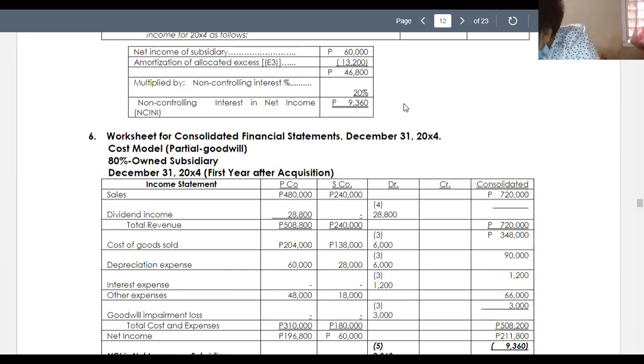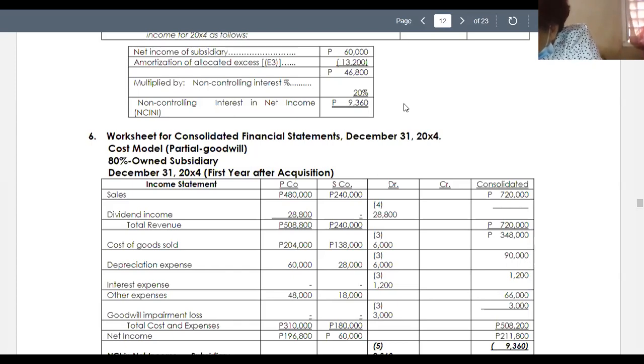And here we are having 1,200. Okay? Will you take note? 1,200 is interest expense. We have other expenses totaling 66,000. And we have goodwill impairment loss, negative 3,000. So we have now the total of 508,000. Now, will you review on your depreciation?